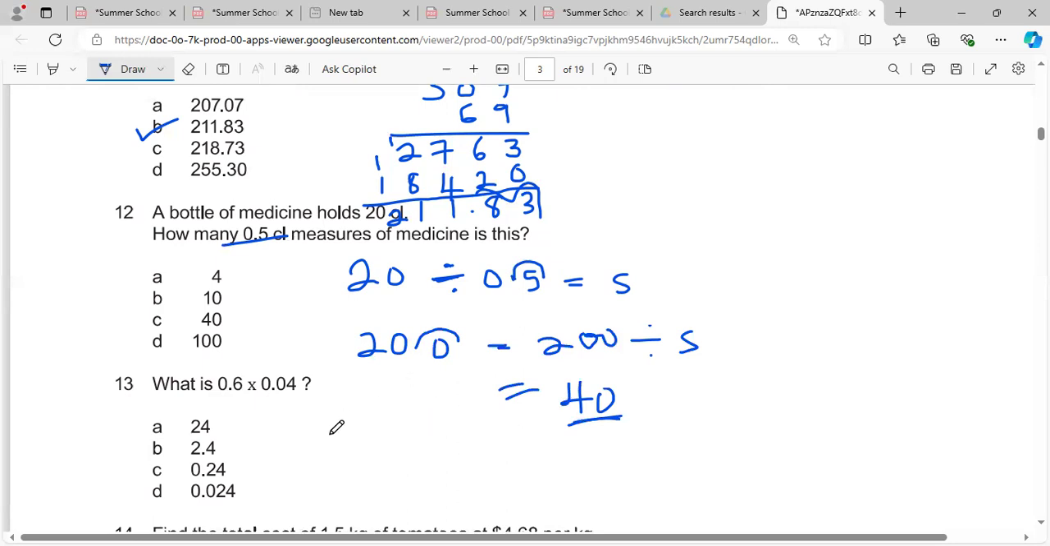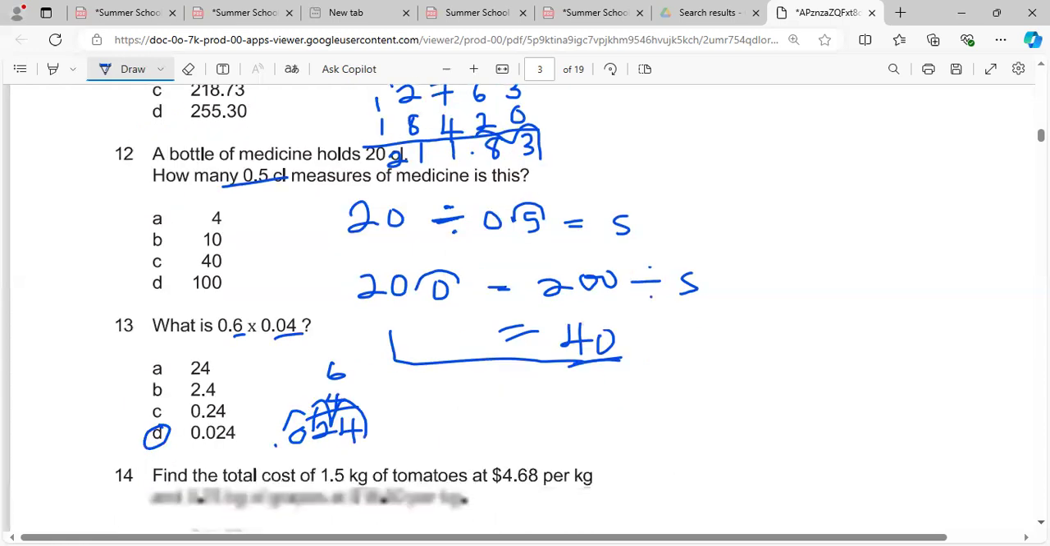So all we do, we ignore the decimal point and we just multiply 6 times 4, which is 24. That's how I did that. But then we have 3 decimal places, right? 1, 2, 3. So we just move 3 times. So it's 3 decimal places. So that would be D. Good job on that one.